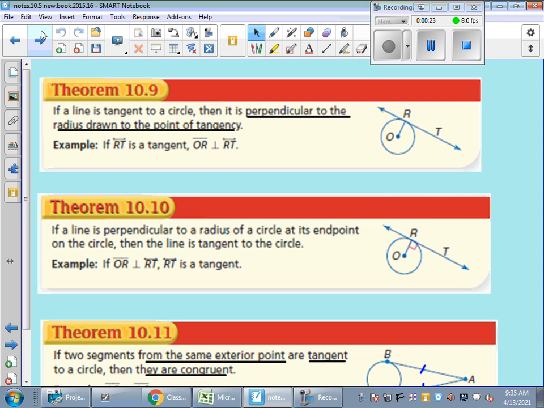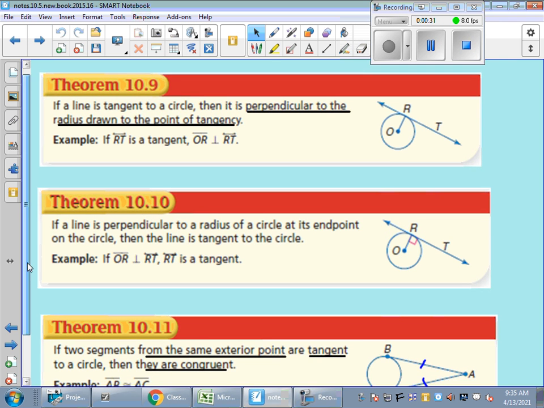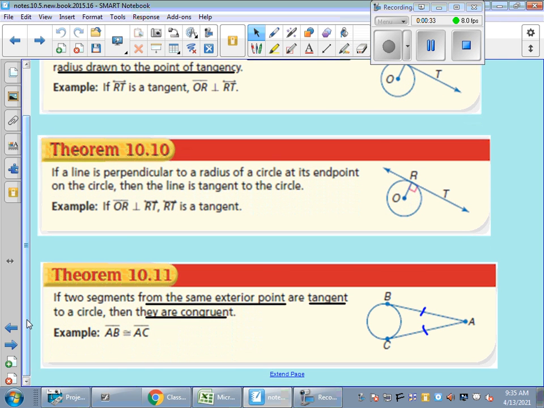So we have some theorems that go with it here. If a line is tangent to a circle, then it's perpendicular to the radius drawn to the point of tangency, and the reverse is true, and obviously that forms a 90-degree angle. We're going to go back to using some of those rules today. If two segments from the same exterior point are tangent to a circle, then they are congruent. You can see that's marked in the third one here.